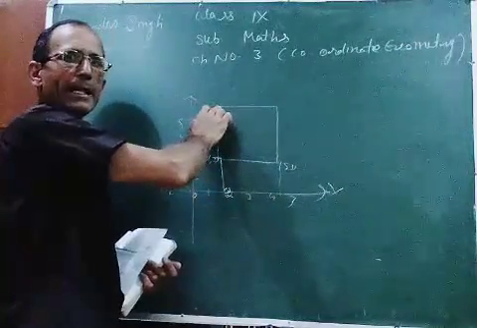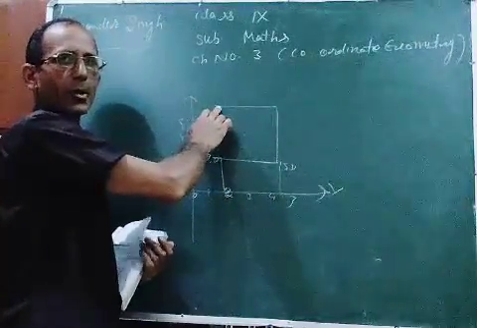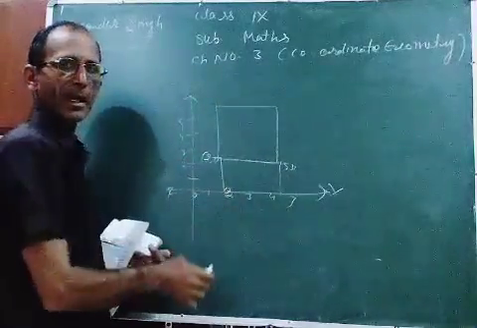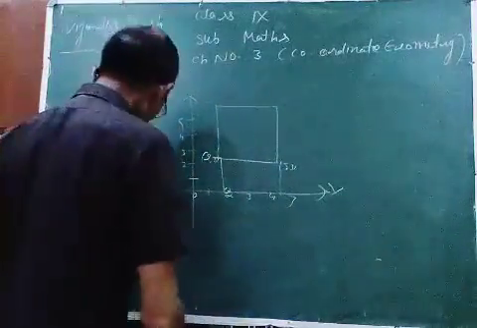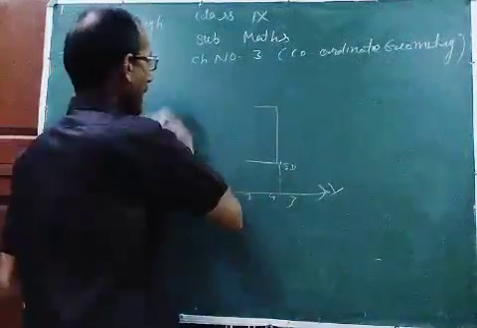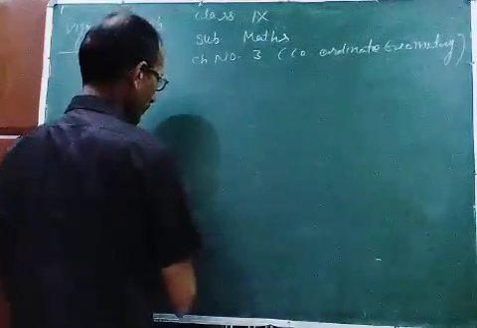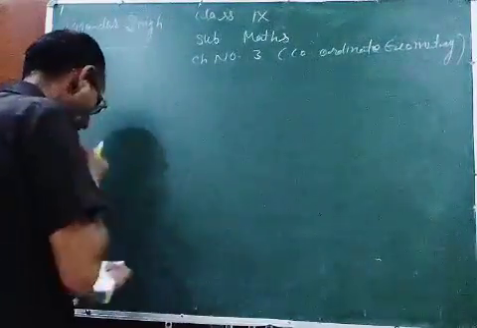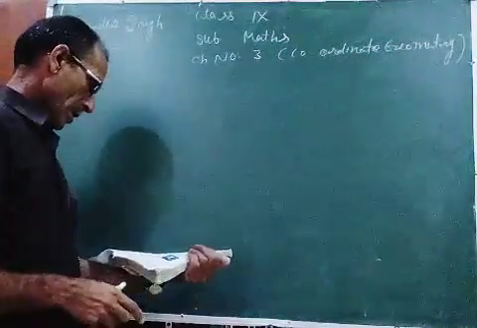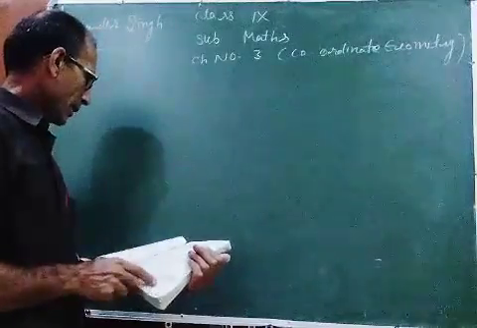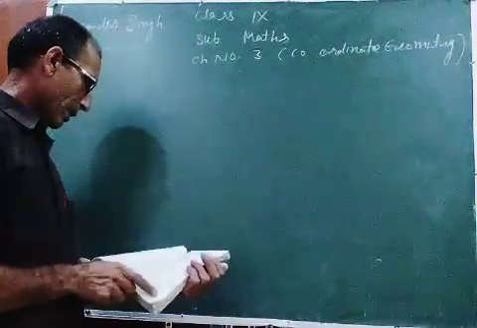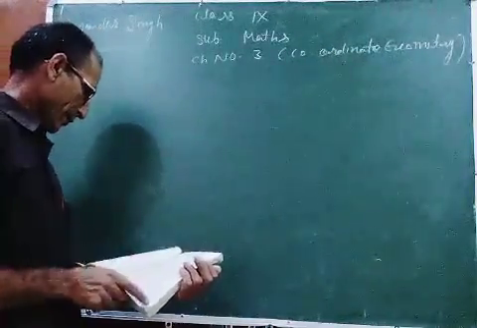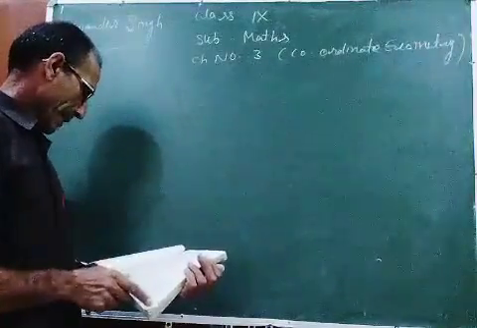Similarly, I can represent the coordinates of this vertex. I think you have understood. This is very simple. Next, this is also very clear. You can draw the figures. Now only some questions in exercise 3.2.